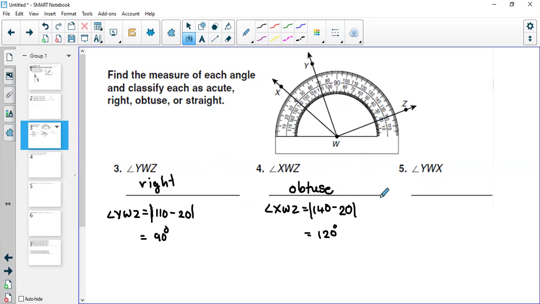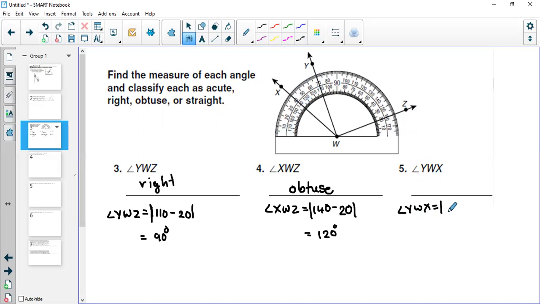Now angle YWX. Now this is a small angle. So as soon as you see, you know that's an acute angle. But ask the question, is any one of the hands on 0? No, both the hands are not on 0. 0 is here on these 2 sides. So let's find out angle YWX. Put them inside the absolute values.